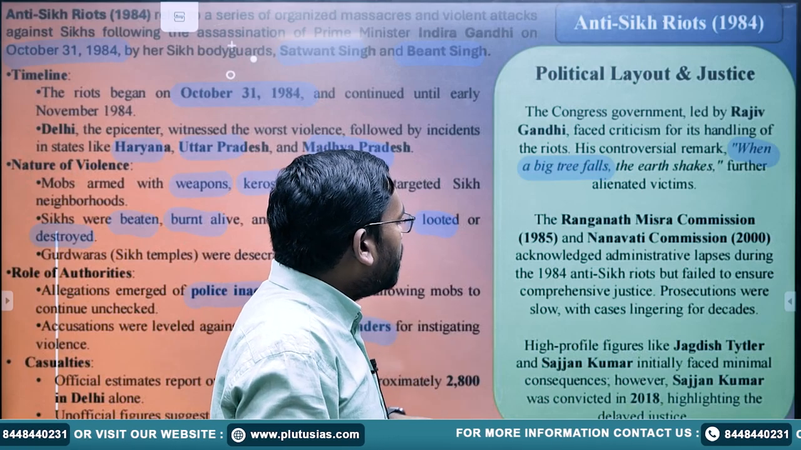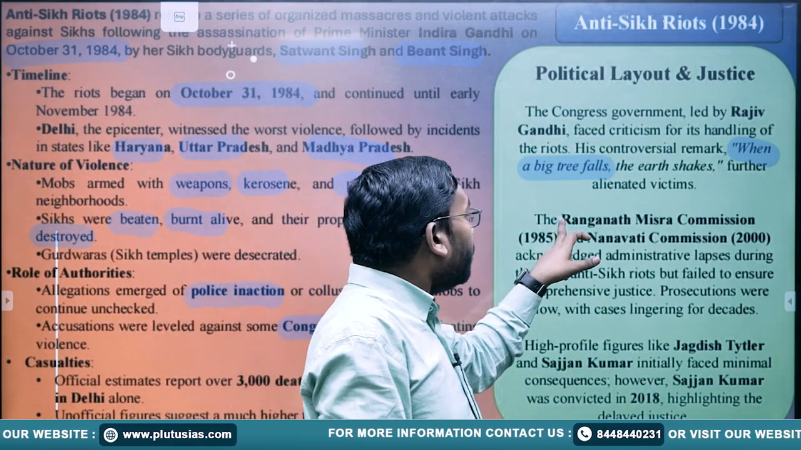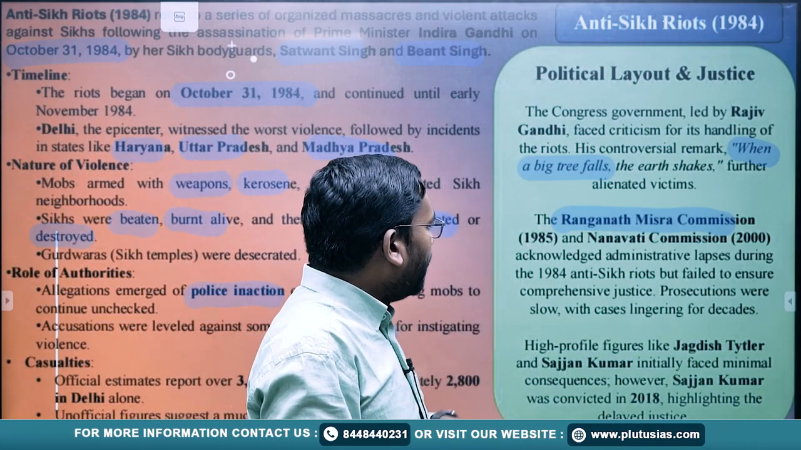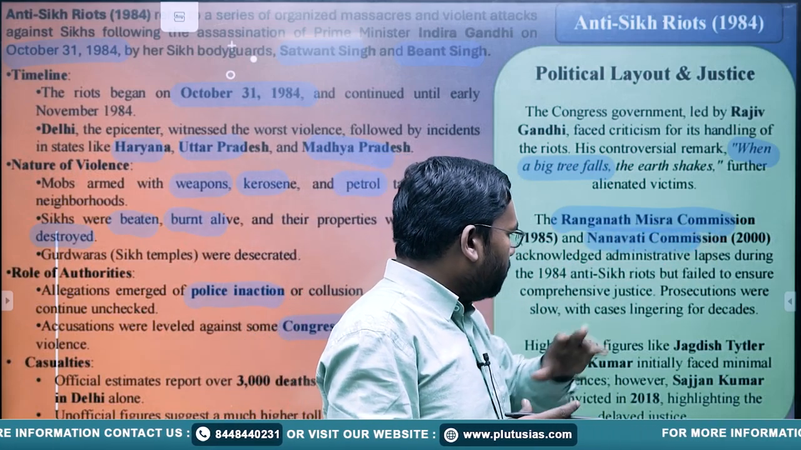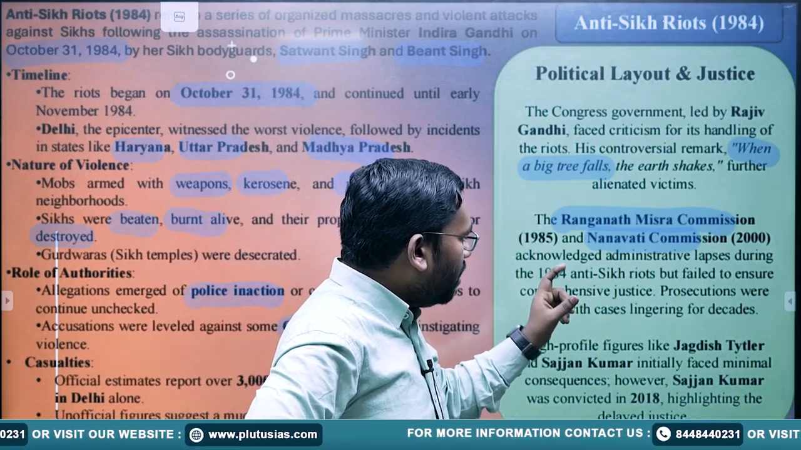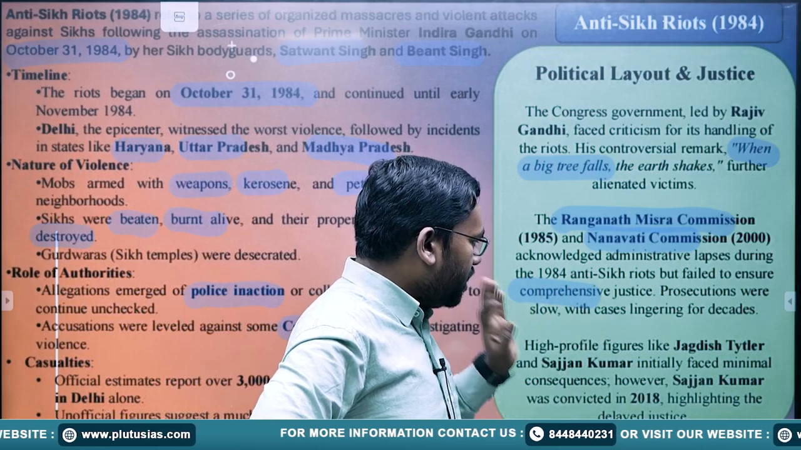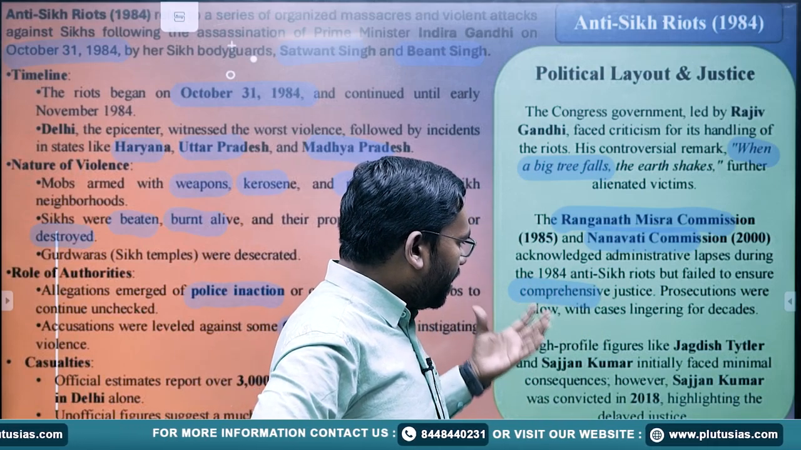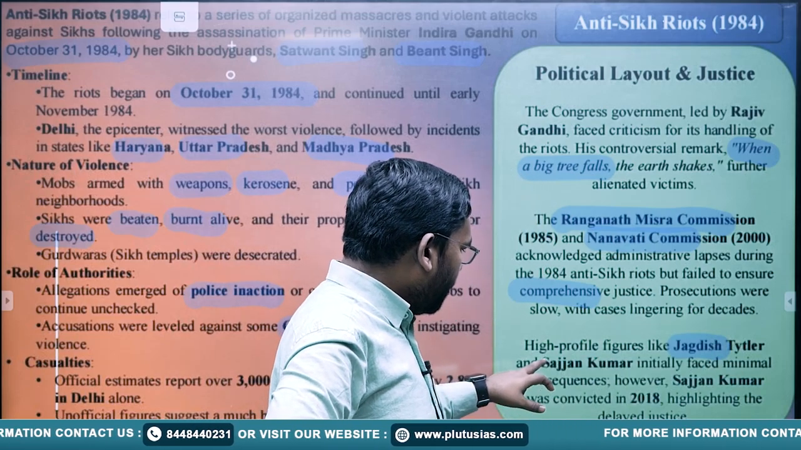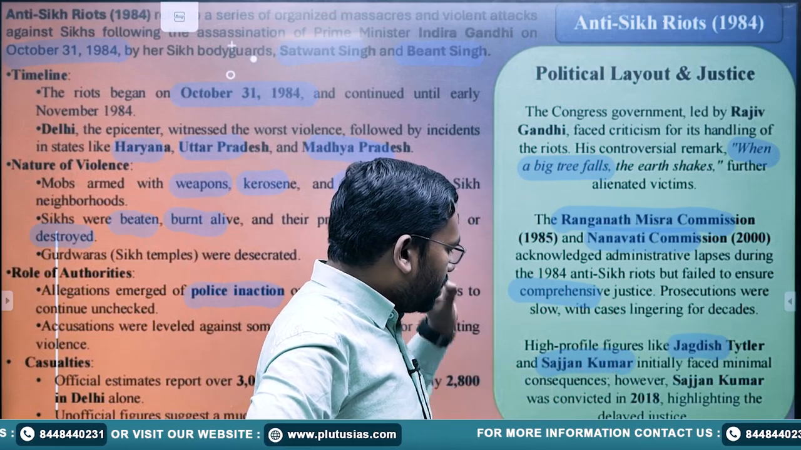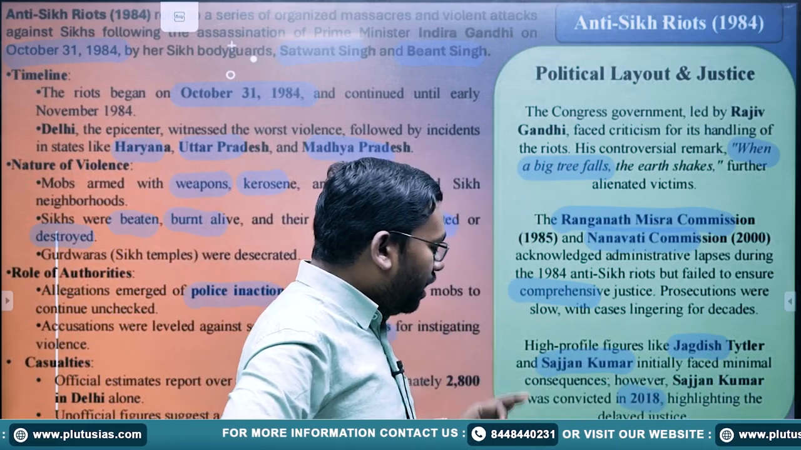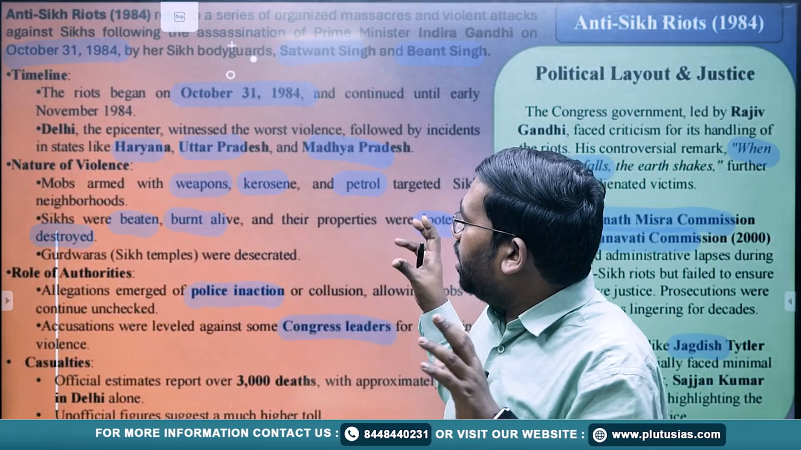For this purpose, two committees came to be formed. One was the Ranganath Mishra Commission, and the second was the Nanavati Commission in 2000. These acknowledged the administrative lapses during the 1984-86 riots, but failed to ensure comprehensive justice. Prosecutions were slow, with cases lingering for decades. High-profile figures like Jagdish Tytler and Sajjan Kumar initially faced minimal consequences. However, Sajjan Kumar was convicted in 2018, highlighting the delayed justice. And this is what happened in the anti-Sikh riots.